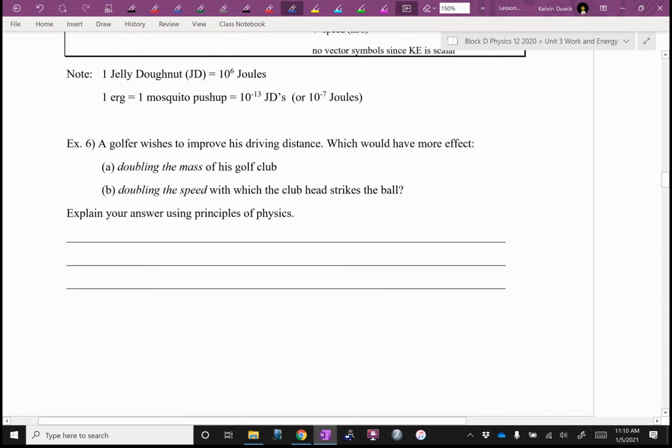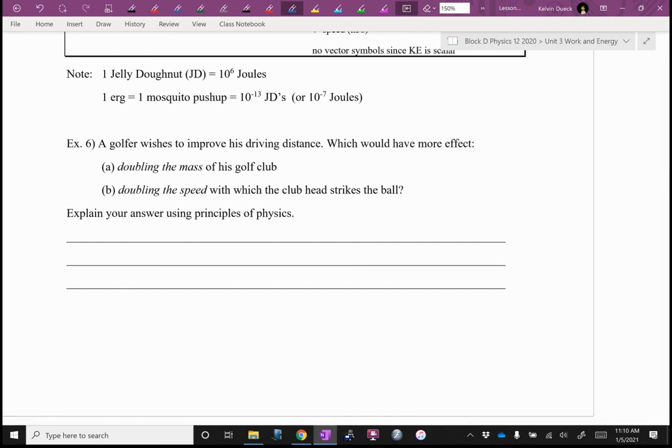But one of the main applications of work and energy is in sports science. In almost any sport where you swing an object to hit another object. Hockey, hockey puck, hockey stick. Golf, golf club, golf ball. Baseball, baseball bat, baseball. Tennis, tennis racket, tennis ball. Golfer. Anybody here on the golf team? You go, okay. Suppose you want to improve your driving distance. What would have more effect? Doubling the mass of your golf club, making a bigger driver, or doubling the speed at which the club head strikes the ball?